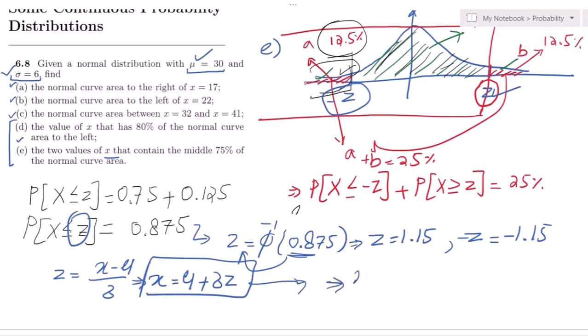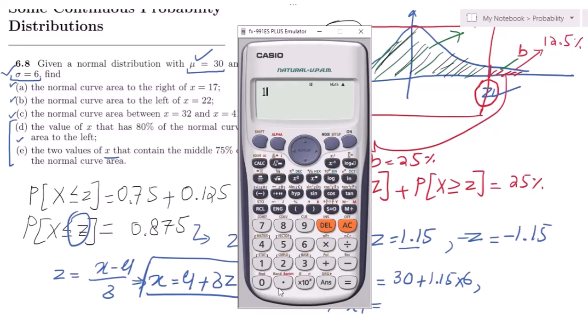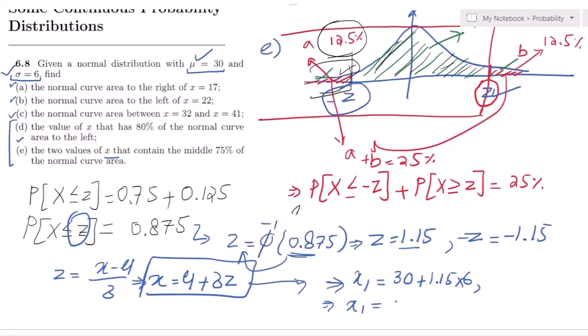So now here the value of x1 would be, the value of mu is given, that is 30, plus the value of z is 1.15 multiplied by 6. This is for x1. So the value of x1 would be 1.15 multiplied by 6, so this is 6.9, plus 30 is 36.9. This is for x1.